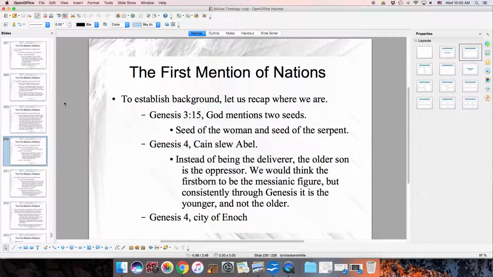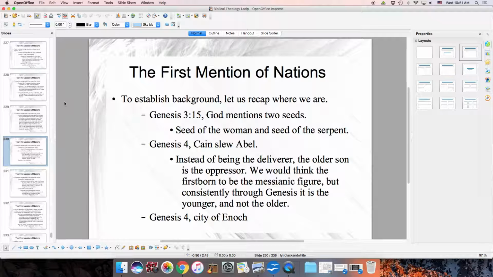Okay, getting back to our background and recapping. Genesis 3:15, God mentions two seeds, the seed of the woman and the seed of the serpent. We saw that Cain slew Abel. Obviously, Cain was not the seed of the woman. Instead of being the deliverer, the older son is the oppressor. We would think the firstborn is to be the messianic figure, but consistently through Genesis, it is the younger and not the older.